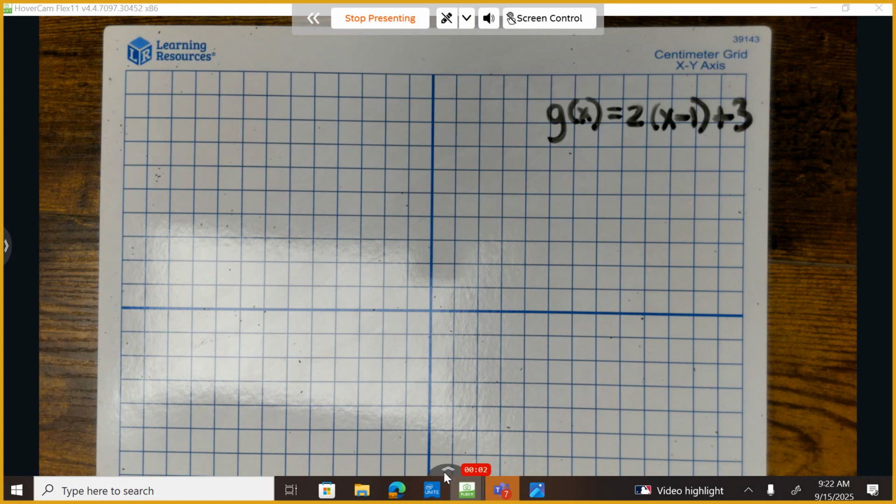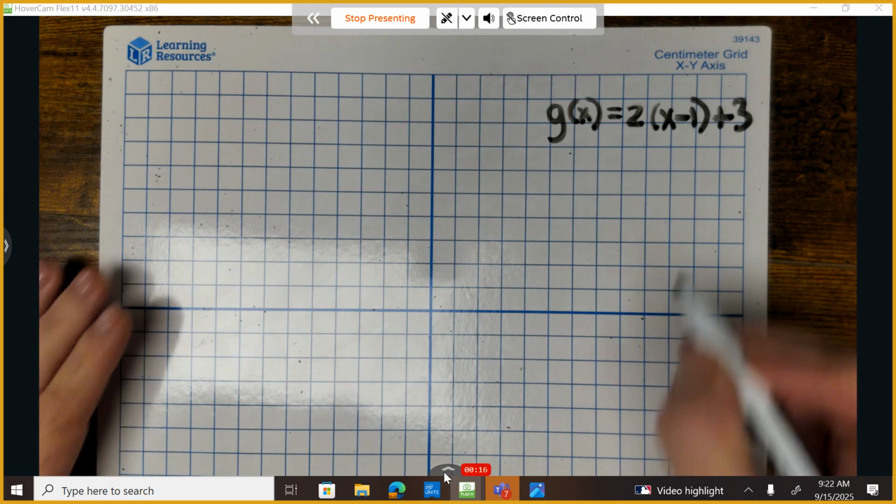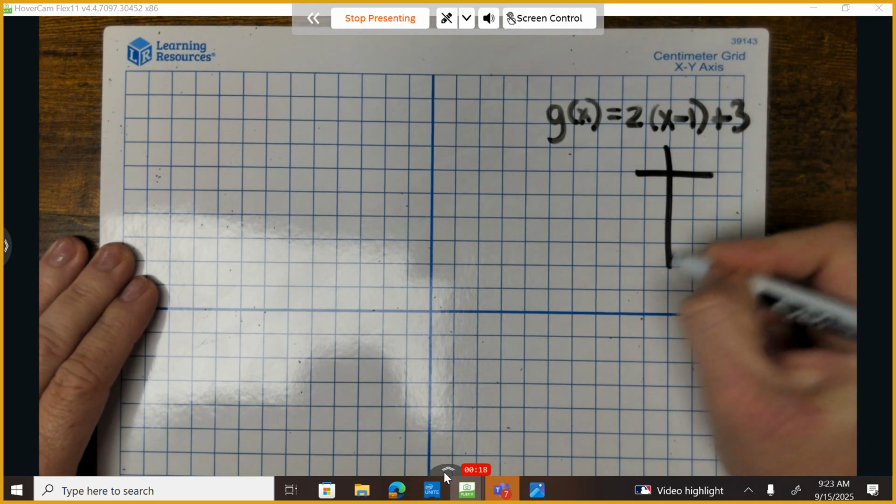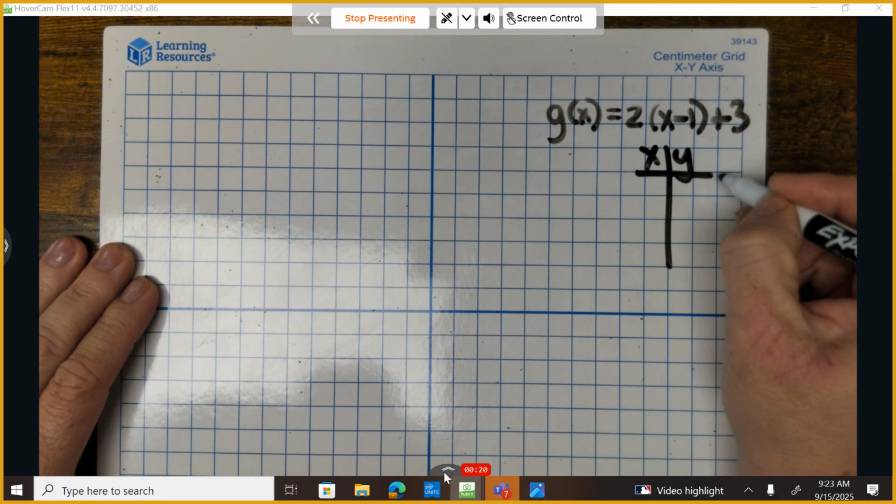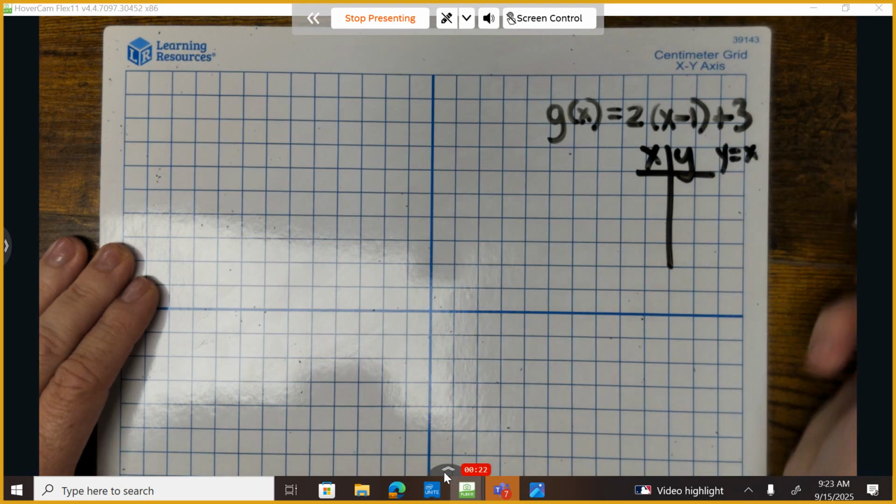In this video, we are reviewing how to translate common functions. So here's the first one. Students in front of me are looking at this and deciding: is this going to resemble the parent function that is absolute value, quadratic, cubic, square root, or linear? And this is linear. So below this, really quickly, I'm going to write down ordered pairs that align with the parent function y equals x.